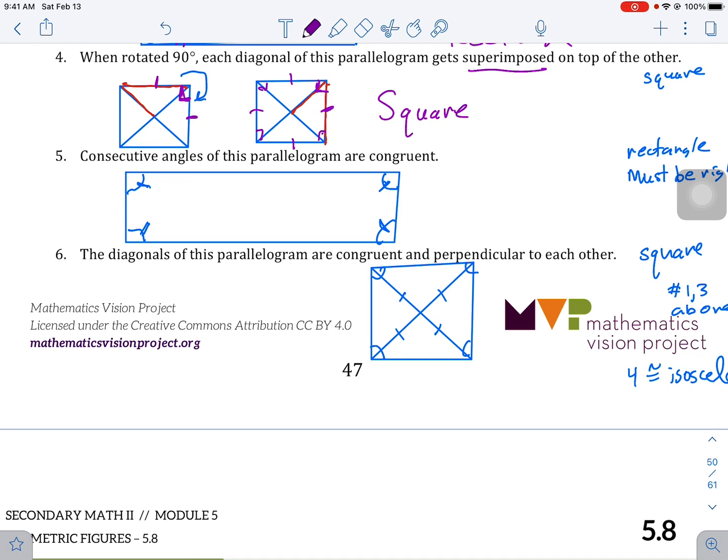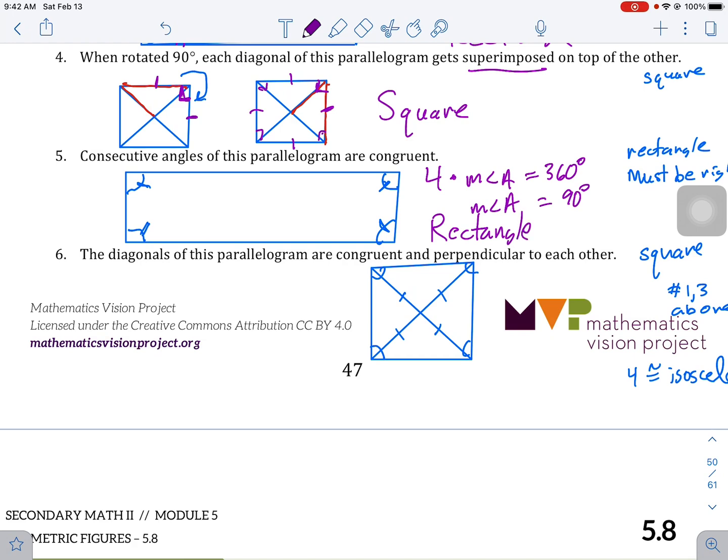The next one is if the consecutive angles, the ones next to each other, are congruent. Well, if they're all congruent, 4 times the measure of any of these angles, let's just call it A, is going to be equal to 360 degrees. That's the angle sum for a quadrilateral. So therefore, the measure of each of these angles is going to be equal to 90 degrees. The parallelogram that has four 90-degree angles is a rectangle.